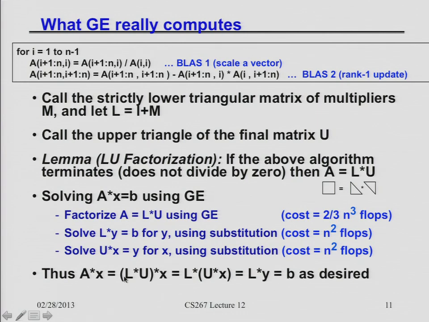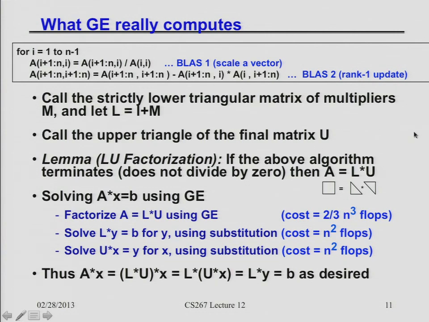So let me factor. I factored A into L times U, so let me write A as LU. I'll just move the parentheses around. So here's U times X. U times X is Y. That's where Y comes from. And L times Y is B. So I get AX equal B. And so that's how all the software is organized.